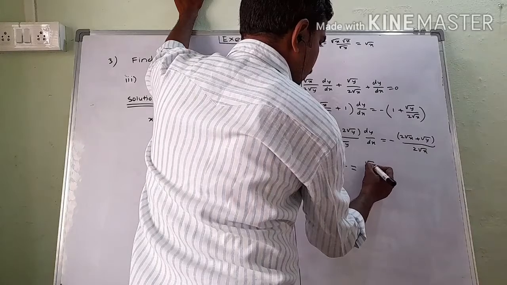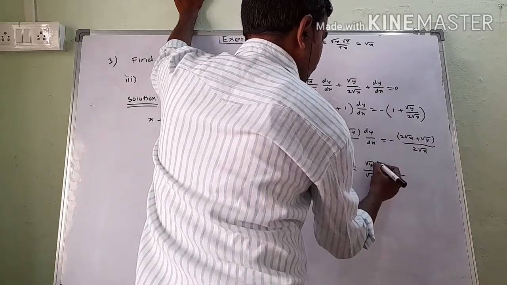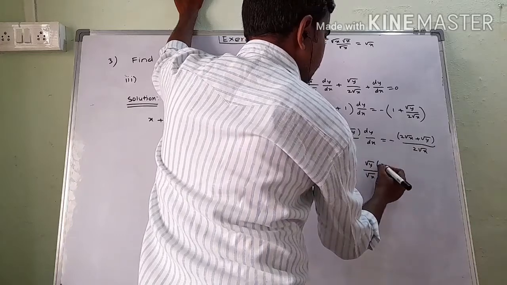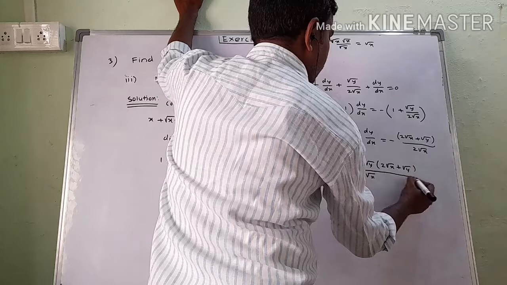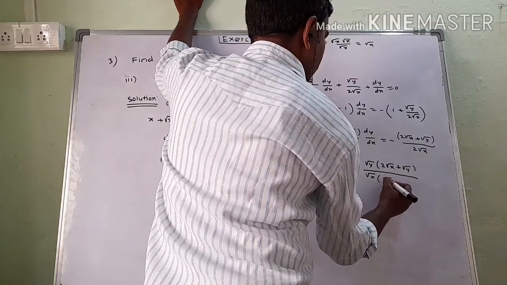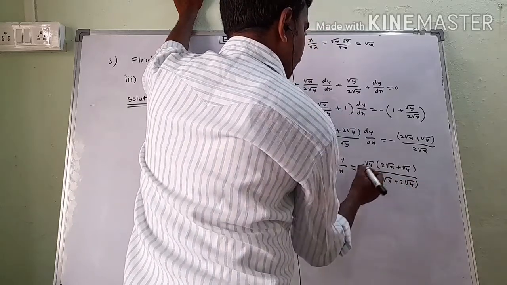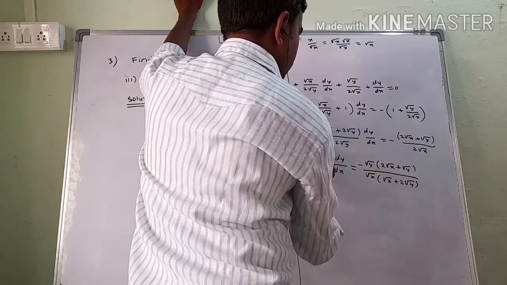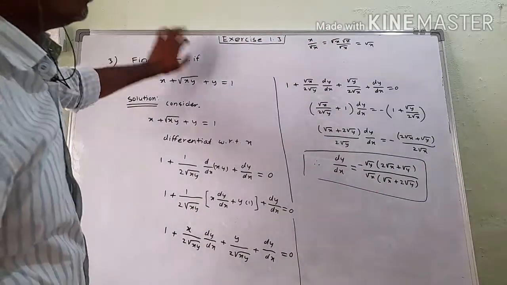So here we get root y divided by root x, root y into multiplication term will be (2 root x plus root y). Denominator term will be root x into (root x plus 2 root y), and minus sign is there. Therefore this is the required derivative of y with respect to x.